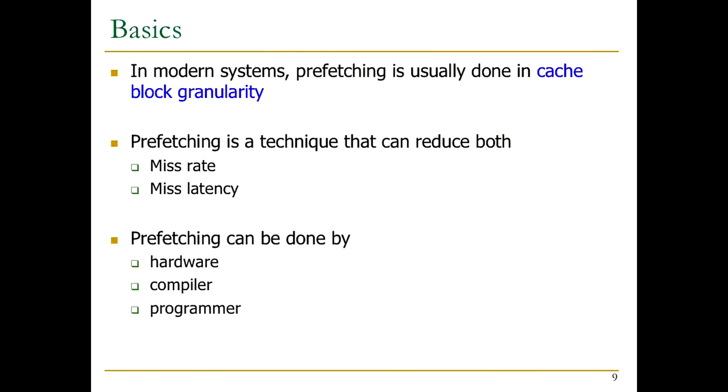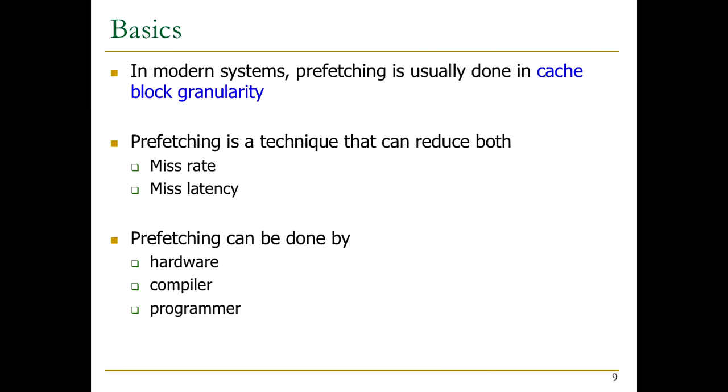Okay, so in modern systems, prefetching is usually done at cache block granularity because things operate at the granularity of cache blocks. And it's a technique that can reduce both miss rate and miss latency. So if you prefetch early enough, the block you prefetch is already in the cache or in a prefetch buffer. We'll talk about where. So you reduce the miss rate.